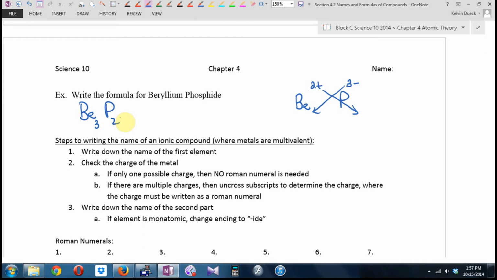That's the crisscross rule. Now, if you ever notice that you can reduce those numbers because there's a common factor, you write it in lowest terms. Sadly, it gets tougher.